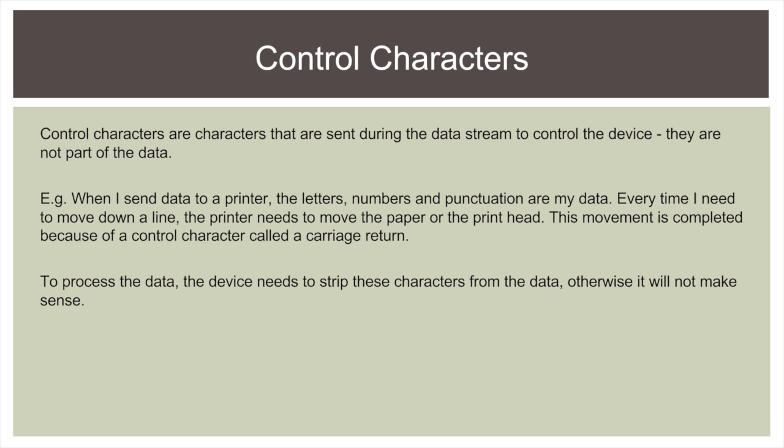So there's an invisible character. We send the character through the data stream. The printer will take that character out of the data stream, interpret it as move the print head so I start a new line, and it starts a new line. It's really important that the device actually strips those characters from the data. Otherwise, the data won't make sense, or you'll print the wrong thing, or something like that.